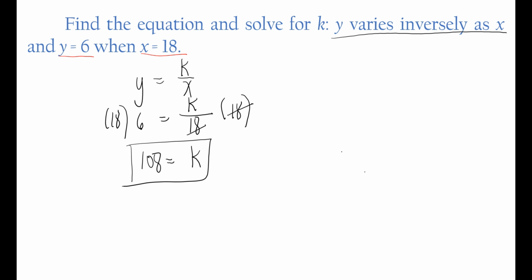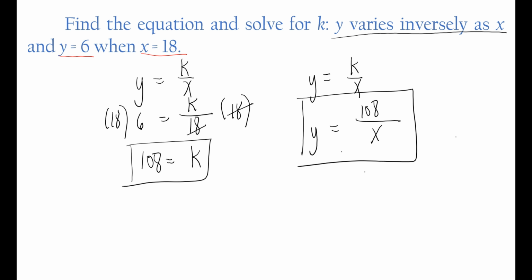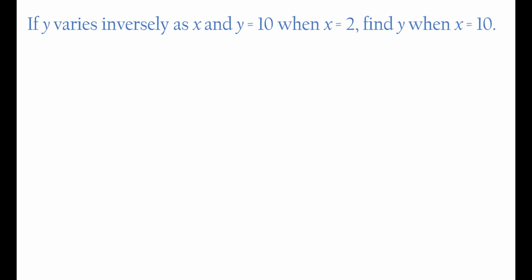Now, to find the equation of variation, what we have to do is substitute the value of k into our variation equation y equals k over x. Substituting the value of k, which is 108, we get y equals 108 over x, and this will be our equation of variation. If y varies inversely as x and y is 10 when x is 2, find y when x is 10.